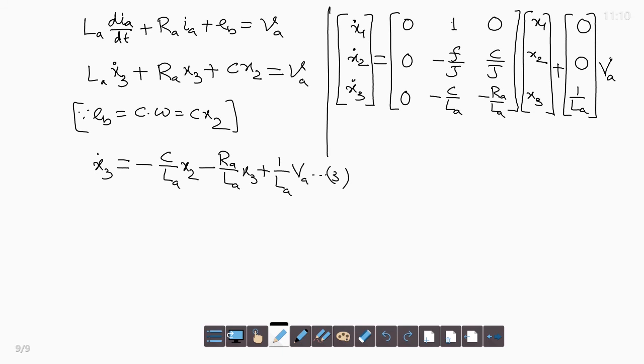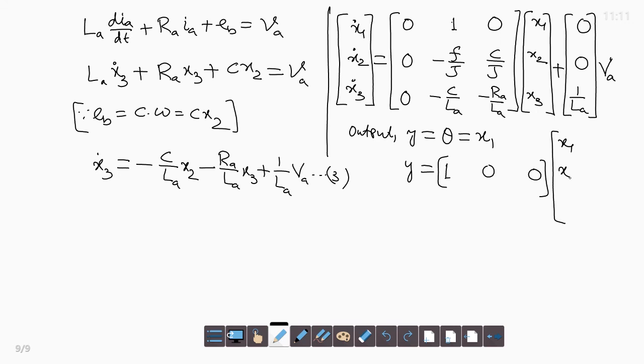Then the output equation. The output y is the position theta. So you can write y equals theta, and theta is x1. So y is 1, 0, 0 times x1, x2, x3, where x1 is theta, x2 is omega and x3 is Ia. So this is the output equation. The state equation and output equation give the state space model of the DC motor.